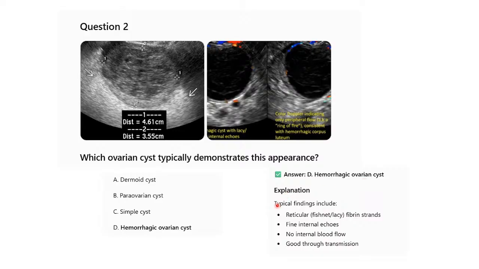The explanation: typical findings include reticular or fishnet lacy fibrin strands. So these are the fibrin strands, the fishnet there, the fibrin strands from the blood. In this case presentation, there are fine internal echoes and no internal blood flow. Good through transmission, which is why we see posterior acoustic enhancement there. There's enhancement posteriorly. So that is the characteristic of a hemorrhagic ovarian cyst.